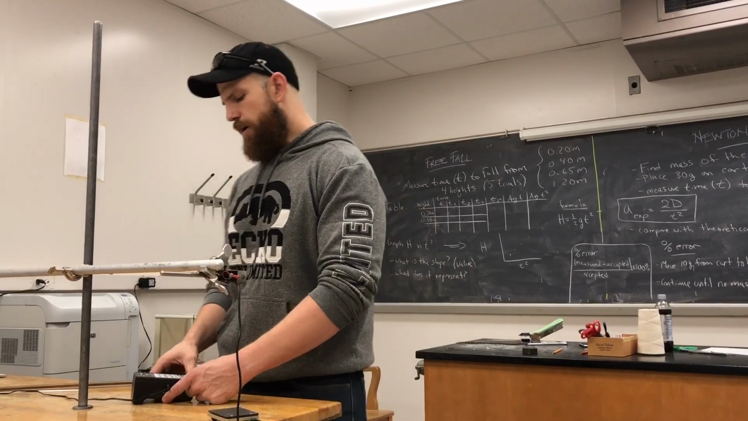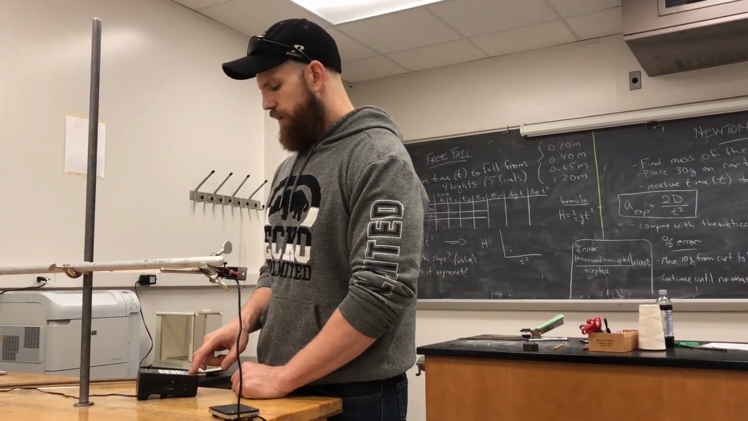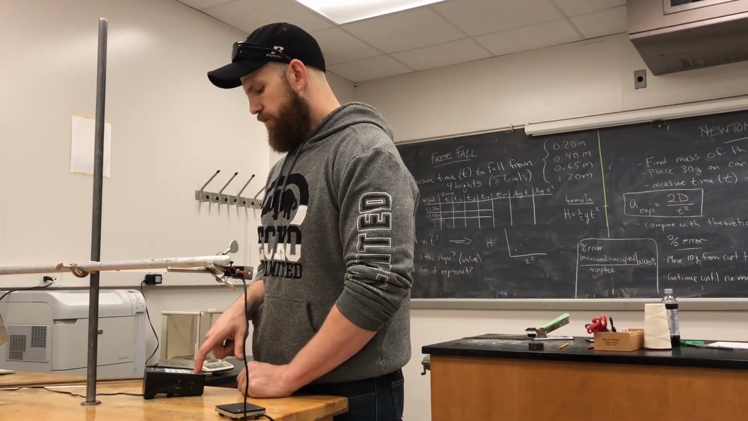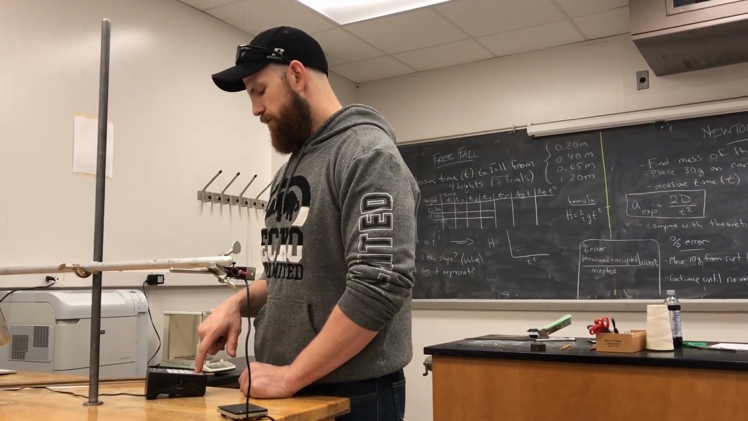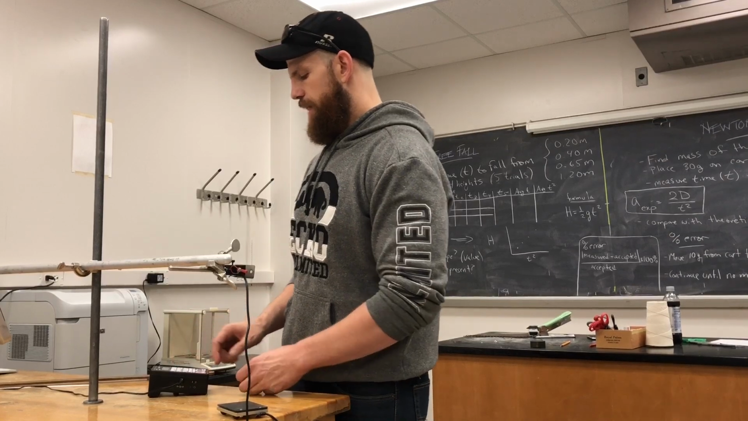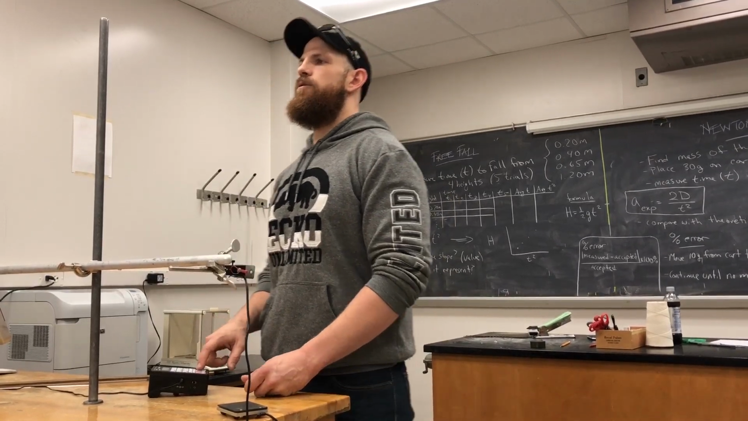All right, so you have a black box on your table. What you want to do is hit the red button and scroll through to time. Then you'll hit the blue button and you'll scroll through to stopwatch. And then the black button signifies that you are ready to go.